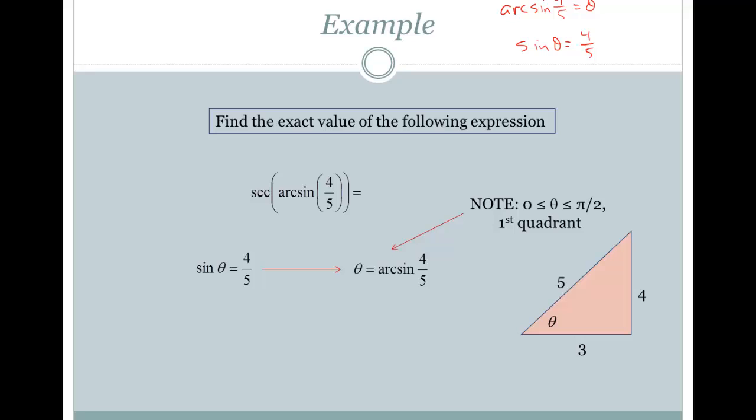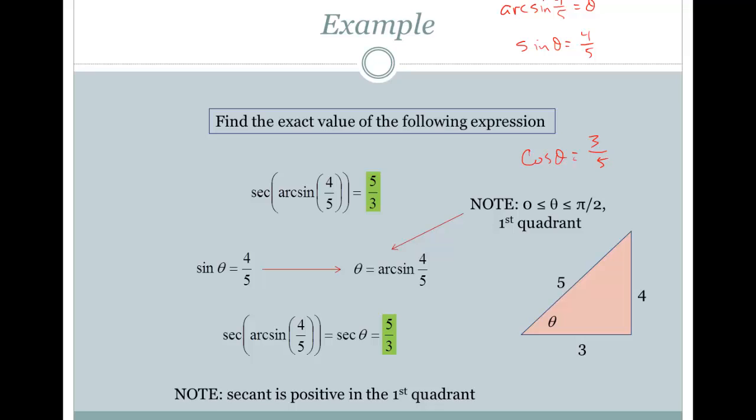I know that secant is 1 over cosine. So the cosine of theta here is going to be equal to 3 over 5, and we know that secant is 1 over cosine. Okay? So we should get 5 over 3. Alright, hopefully that makes sense to you.